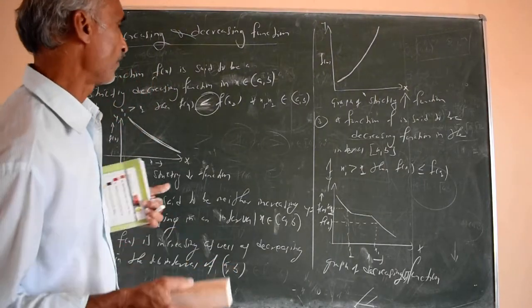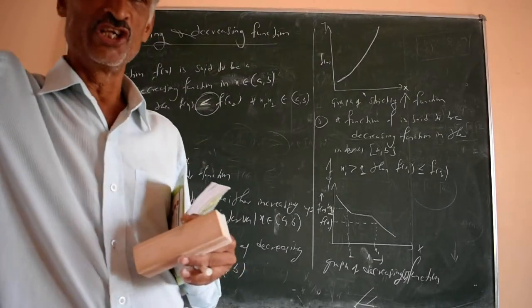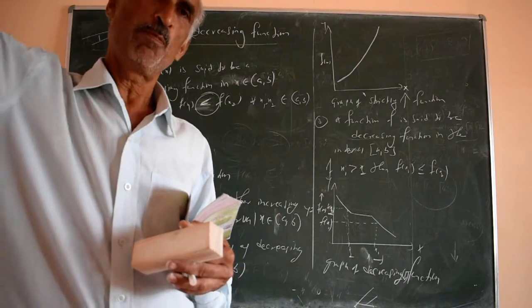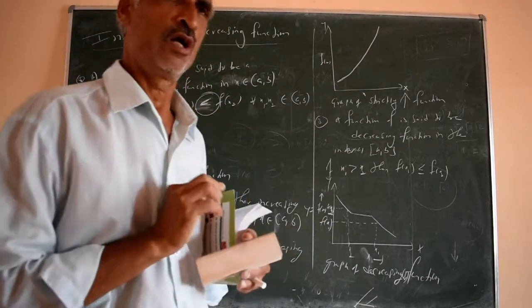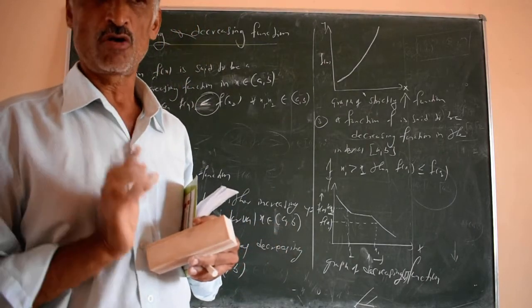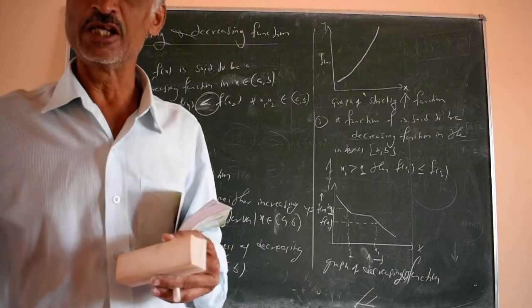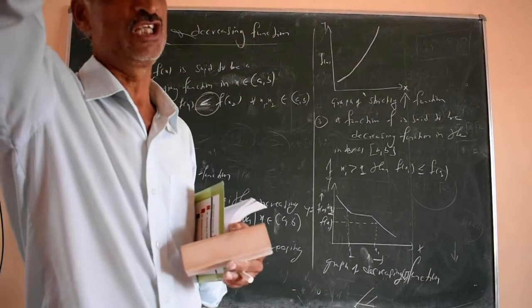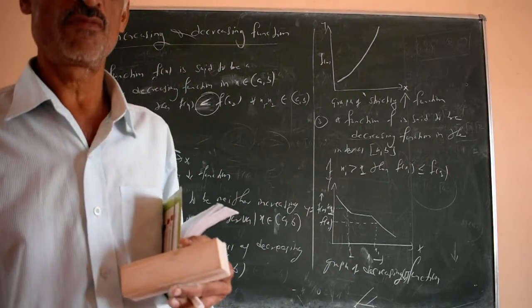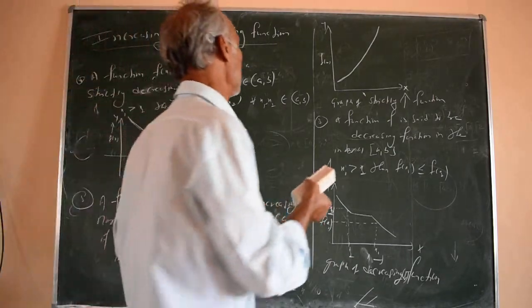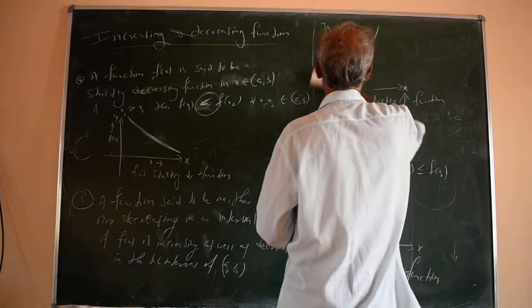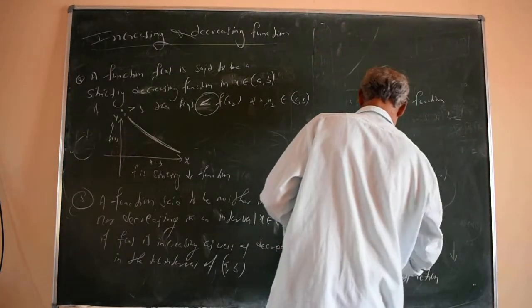With the help of the graph, I will tell you. It means in some portion of the interval A to B it is increasing, and in some portion it is decreasing, neither following the strict nature of either increasing or decreasing in the whole interval A to B. Then the function is said to be neither increasing nor decreasing. Okay.